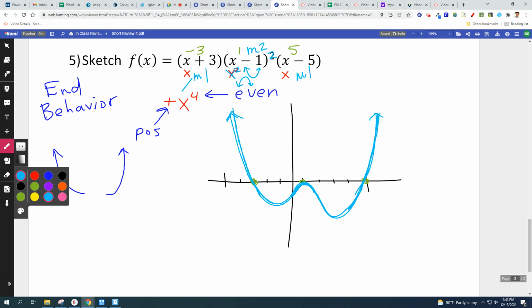So that is a very quick sketch, something that would be ideal for a multiple choice question. I can see my end behavior. I can see my zeros really, really quickly. I can probably match that up.